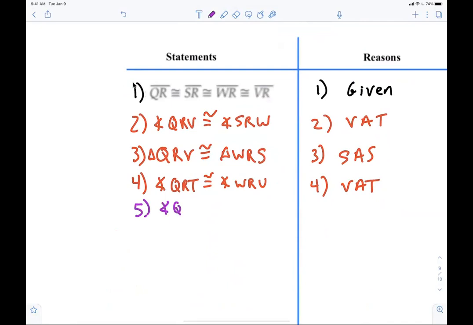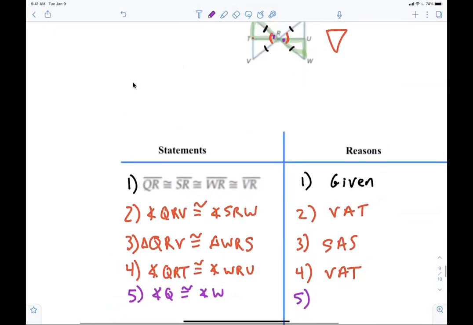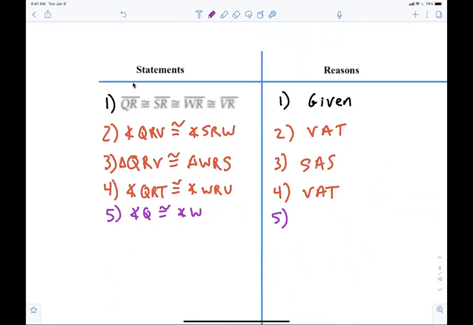Angle Q is congruent to angle W. Why is that? Corresponding angles are congruent. No, say it. CPCTC. Yes, come on, guys. CPCTC. Corresponding parts of congruent triangles are congruent. Corresponding parts of congruent triangles are congruent. That was hard. All right.